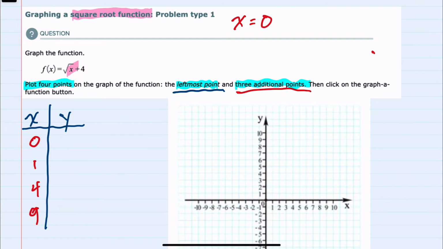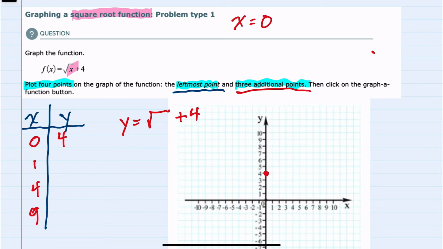To find my first y value, where x equals 0, in my function f of x, which is y, I'll say is equal to replacing x with 0 would give me the square root of 0 plus 4, and the square root of 0 is 0, so when I add the 4, my y value is 4. So I have my first point, which is where x equals 0 and y equals 4, and then I can move on to my x equals 1.